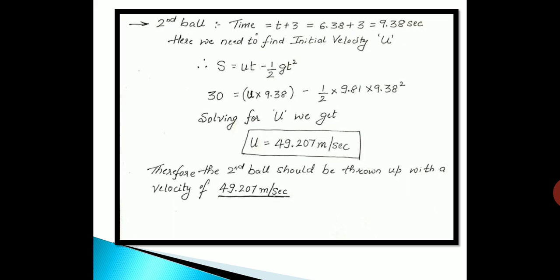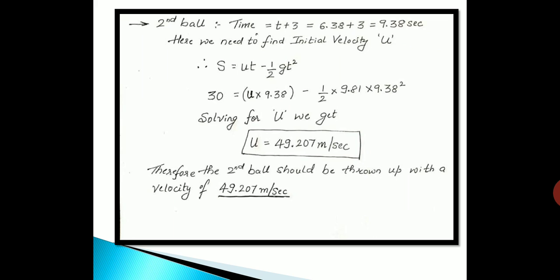Now in this case we know the time but we don't know the initial velocity. Hence again using the same equation, S is equal to ut minus half g t square, substituting S, which is 30. Remember S is 30, the distance travelled by both the balls from the ground. u is unknown. We have found t as 9.38, and solving for u, we get the answer as 49.207 meter per second. Therefore we have to throw the second ball with a velocity of 49.2 meter per second so that it crosses the first ball at a height of 30 meters from the ground.